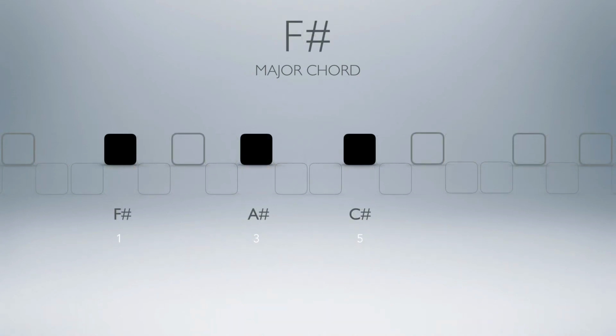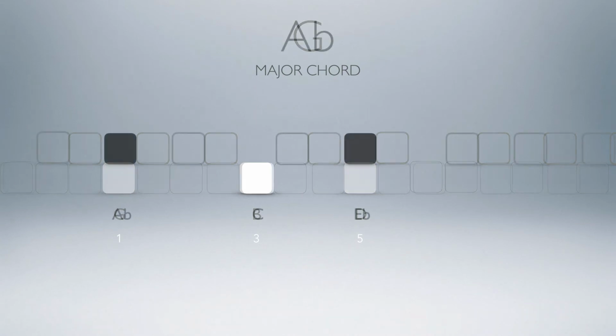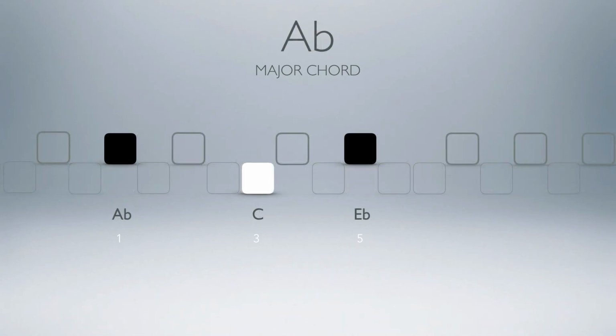The visual pattern of the perfect major chord of F sharp is black, black, black. The visual pattern of the perfect major chord of G flat is identical to F sharp. The visual pattern of the perfect major chord of G is white, white, white. The visual pattern of the perfect major chord of A flat is black, white, black.